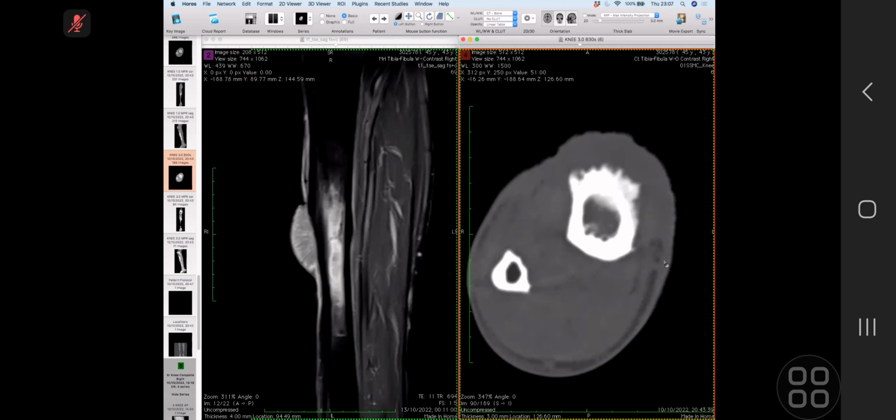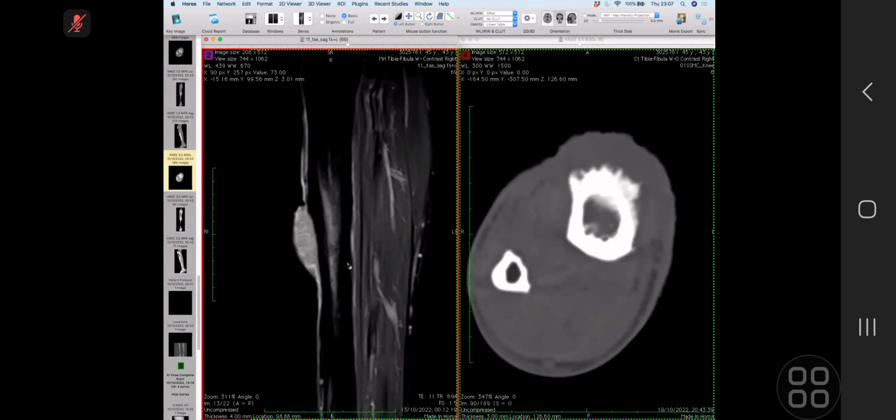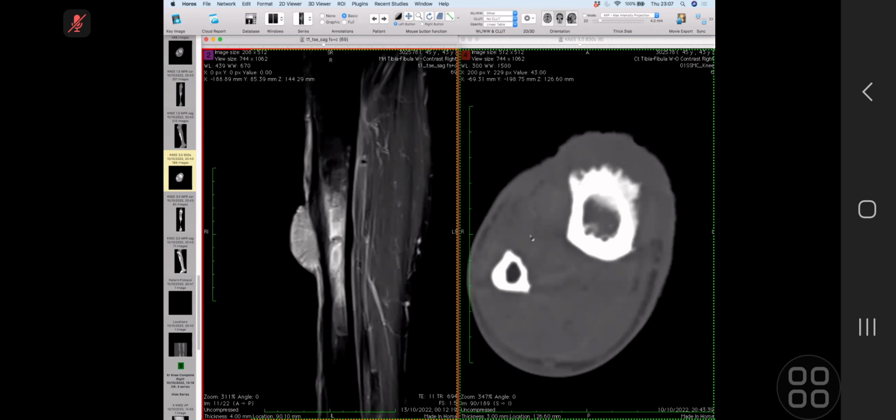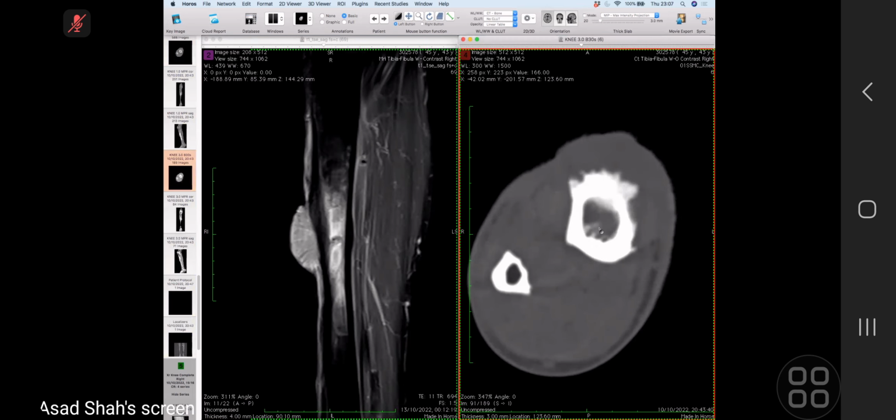I'll leave that there. Yes, there are multiple calcific foci in the soft tissues, and there is sunburst-like periosteal reaction. Right. Okay. So is it an aggressive process? Yes, it's an aggressive process. Right? Okay.